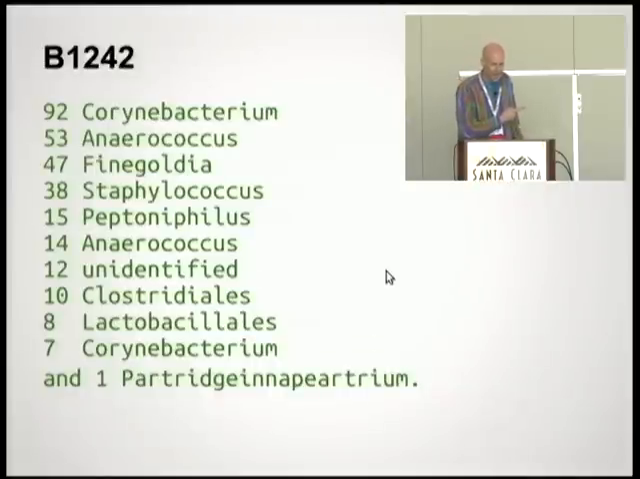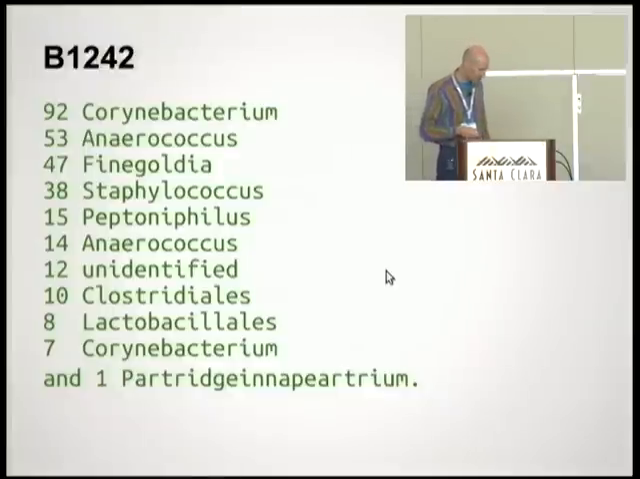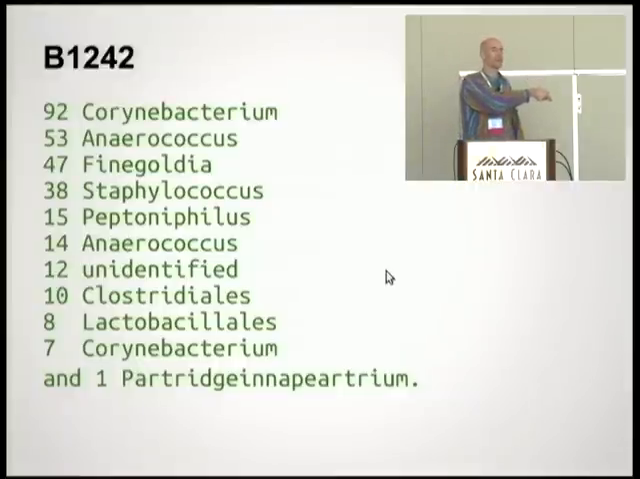Here's some actual data. This is not the subject who never bathes. This subject had, I think, 61 species, and this is what the data look like. So they've been identified, Corynebacterium, I think, is not a species but a genus of bacteria. And there were 92 of them, on down to various ones. I've cut off the data.